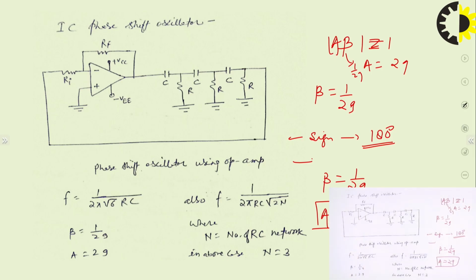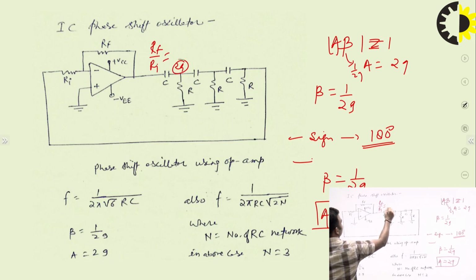Now this is the IC phase shift oscillator. You can see this is the network, that means the RC phase shift network. Its output is applied to the inverting terminal of the operational amplifier. Why inverting terminal? Because if you apply any input at the inverting terminal, it will give you a phase shift of 180 degree. And its gain is RF upon RI. That means minus RF upon RI should be equal to 29, because we need to obtain this value.